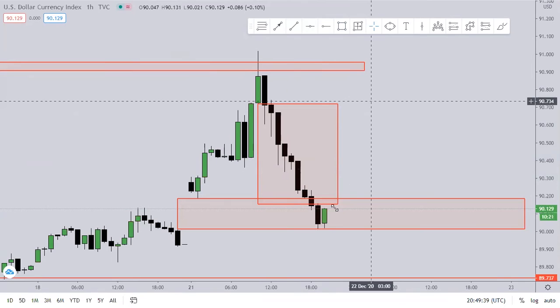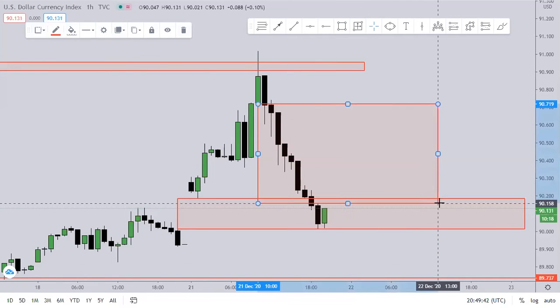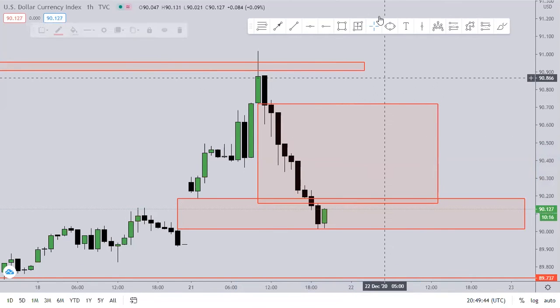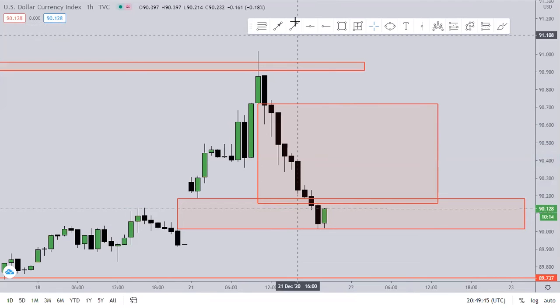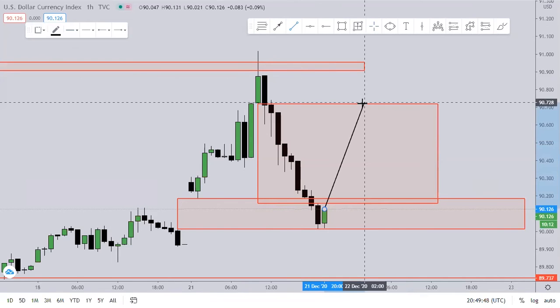Someone was asking, how do they fill it? Now, this is what you have seen. This is the gap. In order to fill it, they have to move back in the opposite direction like this. That's how they fill it.